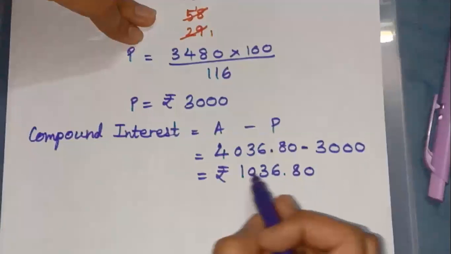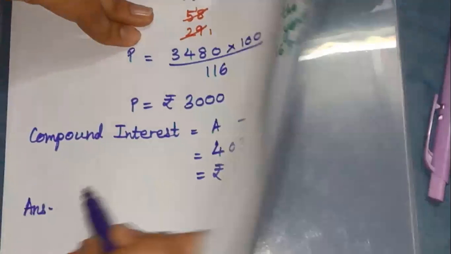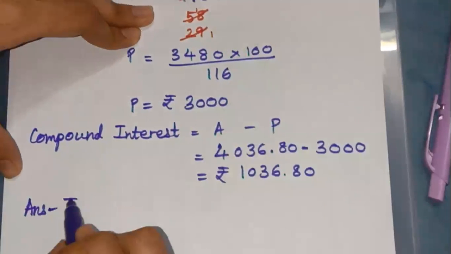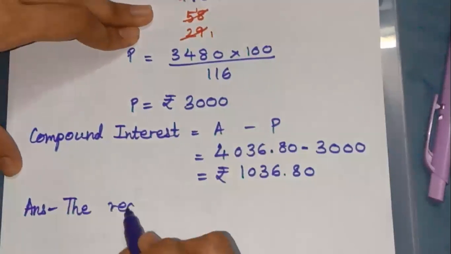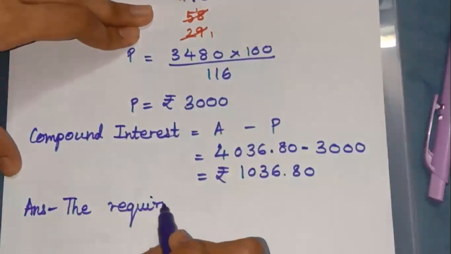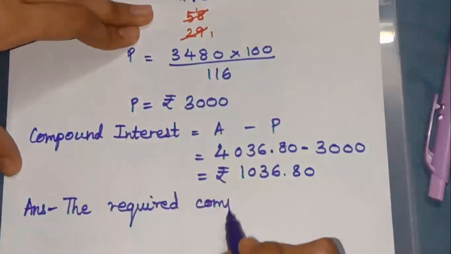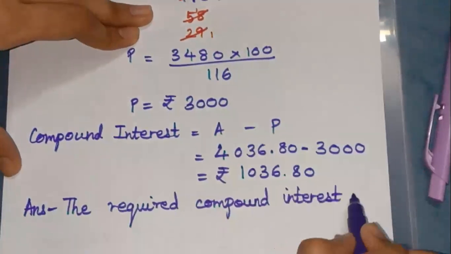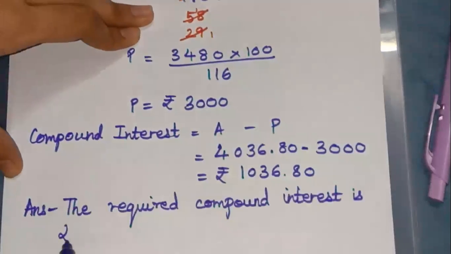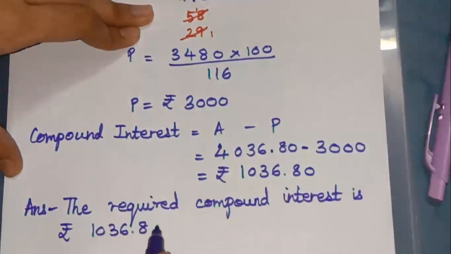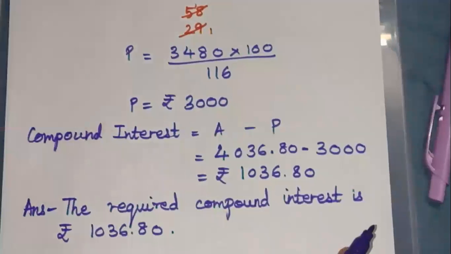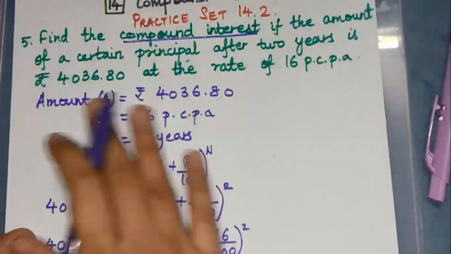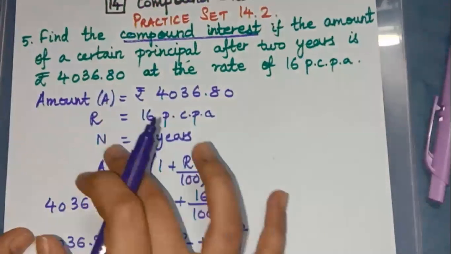And after finding out the final answer, it is very essential to write the last statement because it carries marks. So you will write the last statement as: the required compound interest is rupees 1036.80. So this is your final answer. I'll just show you once again what we did. In our question, the amount was given, the rate was given, and the duration.